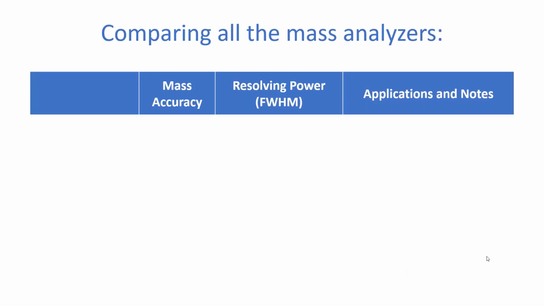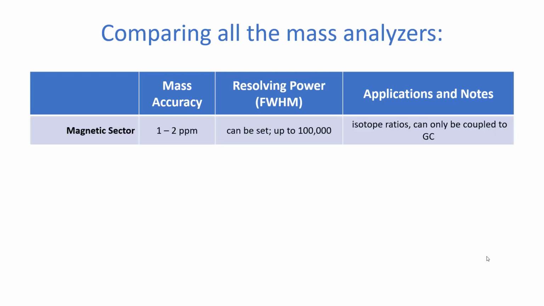So let's compare the mass analyzers based on the definitions I just gave you. The magnetic sector instrument that I started out with, the original grandfather mass spec, it's sort of a gendered term. I should come up with something better. The grandparent mass spectrometer. That's better. You have your mass accuracy of 1 to 2 parts per million, and your resolving power can be up to 100,000. So we've got some really high resolving power with a magnetic sector.